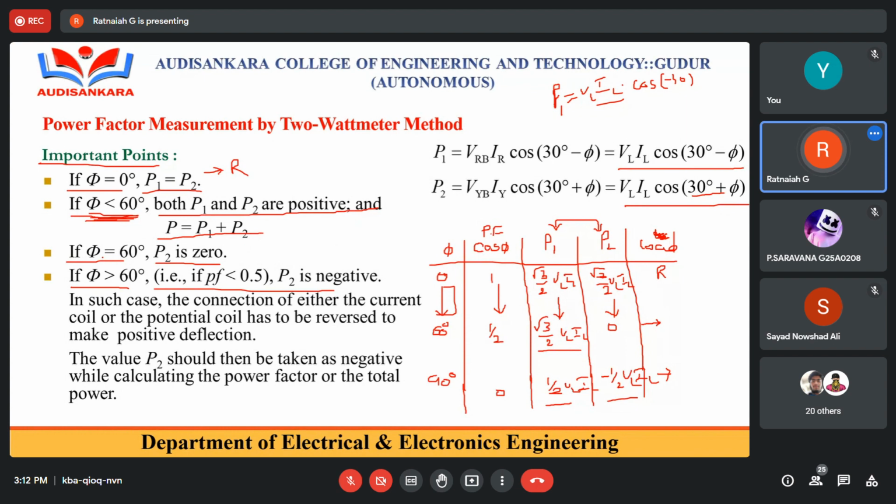But when I take phi equal to 60 degrees, we consider only one wattmeter reading and the other wattmeter reading is obviously 0. It may be P1 or P2.